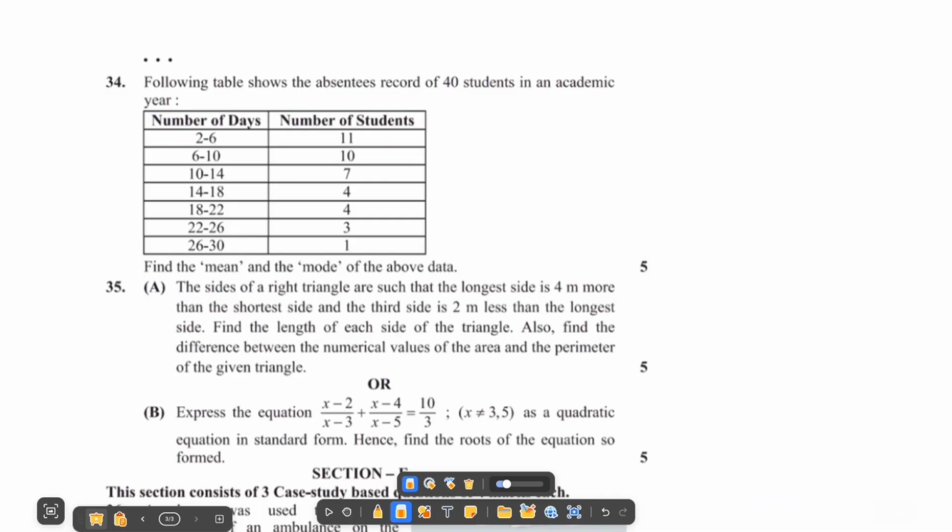Now the 34th question is: the following table shows the absentees record of 40 students in an academic year. 2 to 6 days there are 11 students, 6 to 10 days 10 students, 10 to 14 days 7 students, 14 to 18 days 4 students, 18 to 22 days 4 students, 22 to 26 days 3 students, 26 to 30 days 1 student. We have to find the mean and mode of the above data. So let's find the mean and mode of the above data.